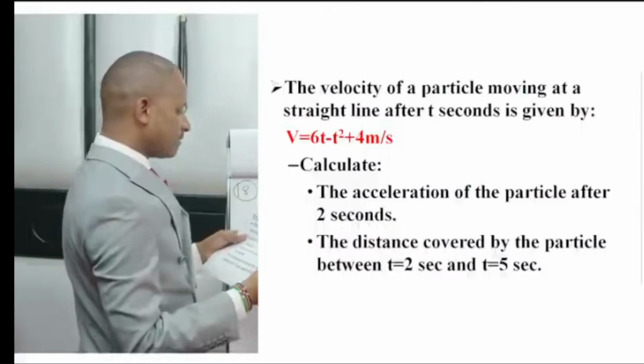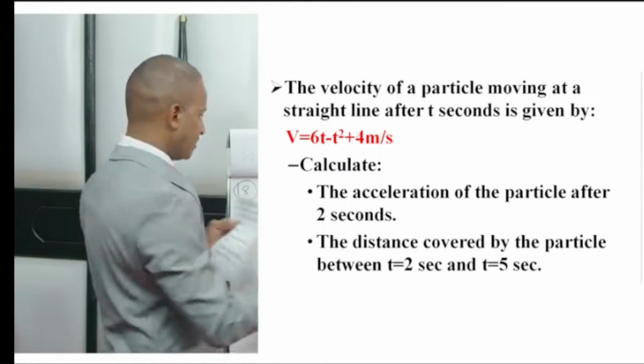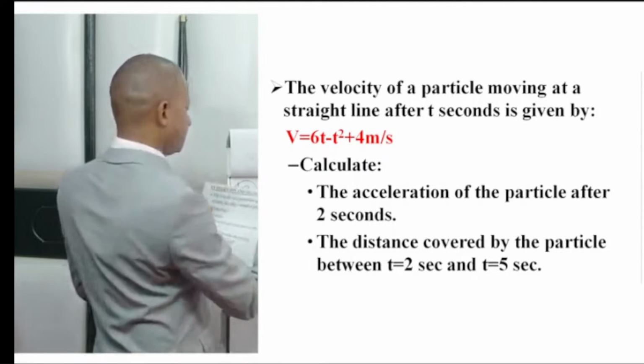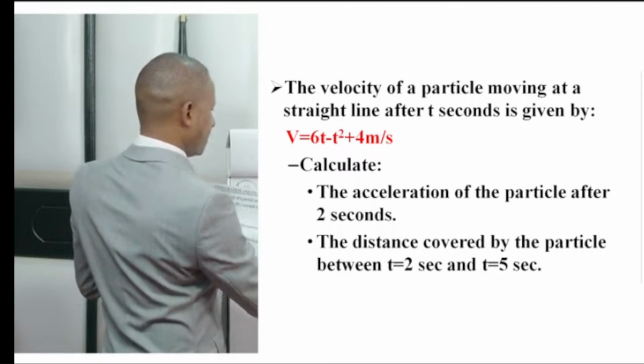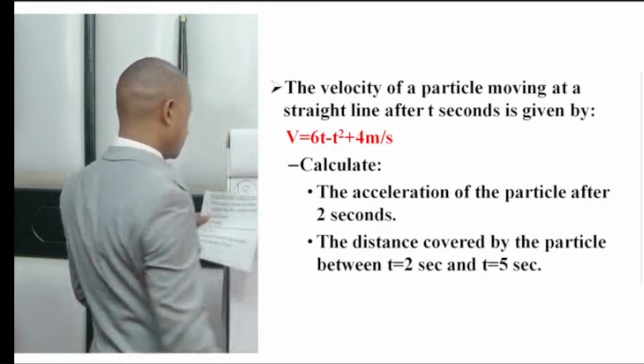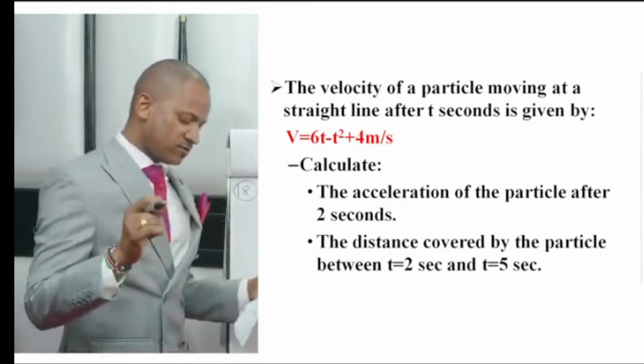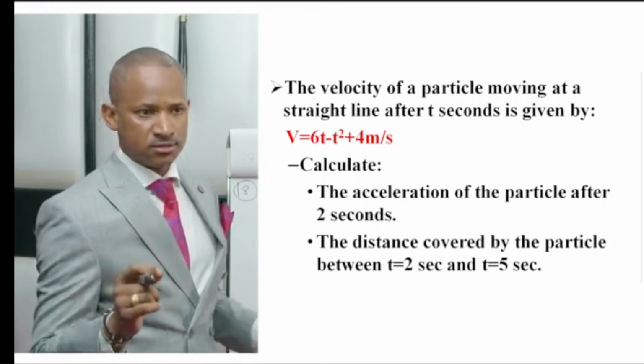The velocity of a particle moving in a straight line after t seconds is given by v equals 6t minus t squared plus 4 meters per second. Calculate the acceleration of the particle after 2 seconds.